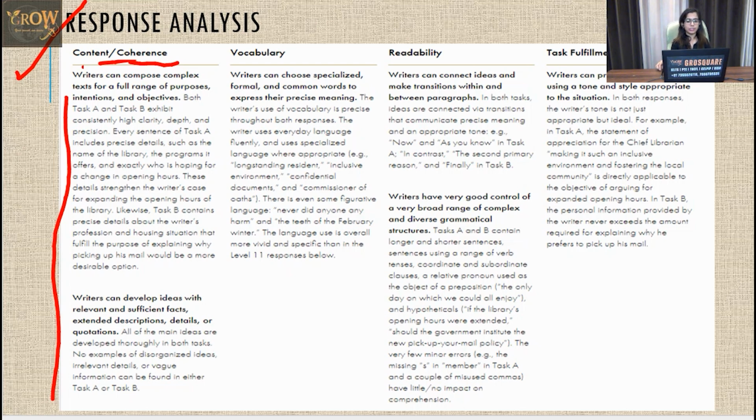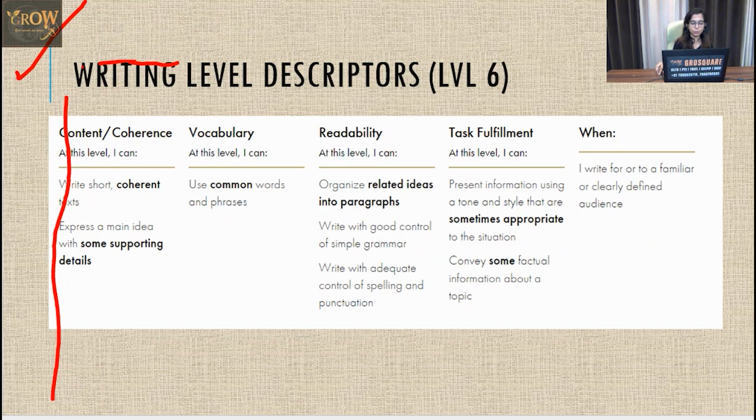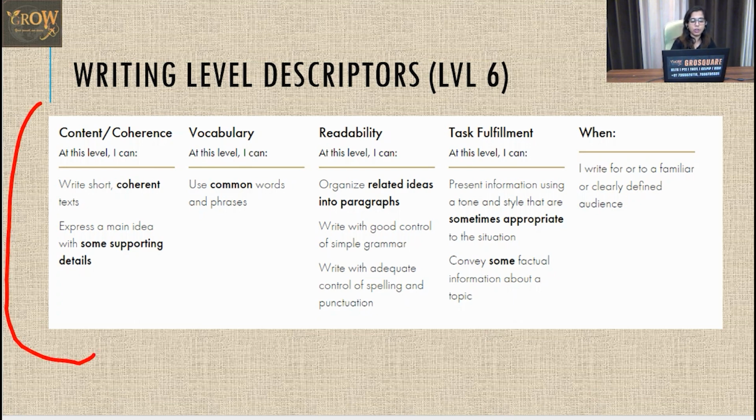So what you can do is take a screenshot and read all these things very carefully if you also want to get CLB 12 in your CELPIP test. Let's move ahead. Here I'm going to show you another sample of how you can get a 6. Why am I showing you this? If any one of you is at this level, we can improve these things, right? At this level, what is expected in content and coherence is that they say I can write short coherent text. That means the text is okay, but it is short.